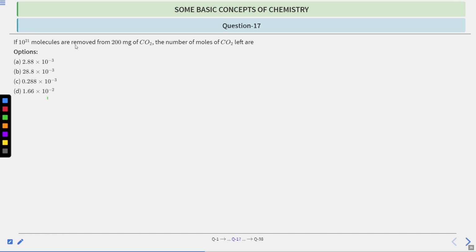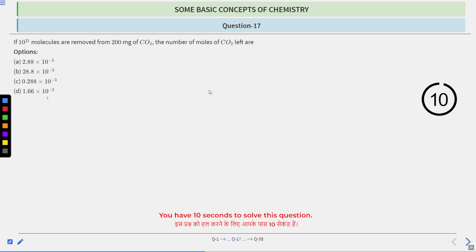If 10 to the power 21 molecules are removed from 200 milligram of CO2, the number of moles of CO2 left are, options are listed here: 2.88 into 10 to the power minus 3, 28.8 into 10 to the power minus 3, 0.288 into 10 to the power minus 3, 1.66 into 10 to the power minus 2. You have 10 seconds to solve this question. After that, we will solve this question.